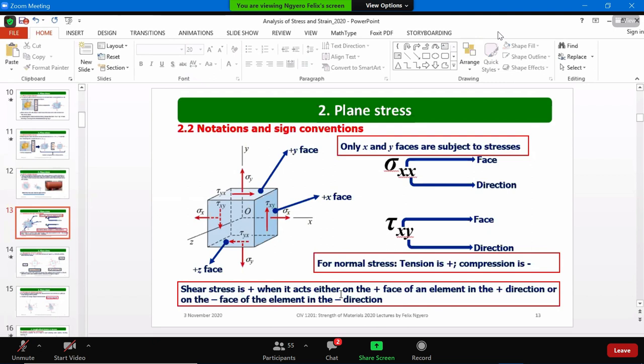Shear stress is positive when it acts either on the positive face of an element in the positive direction, or on the negative face of the element in the negative direction. Like tau xy is positive if it acts on the positive face of the element in the positive direction. And if it acts on the opposite face and is positive shear, it means it is acting on the negative face in the negative direction. So I don't know whether you get that. There was a question on that.